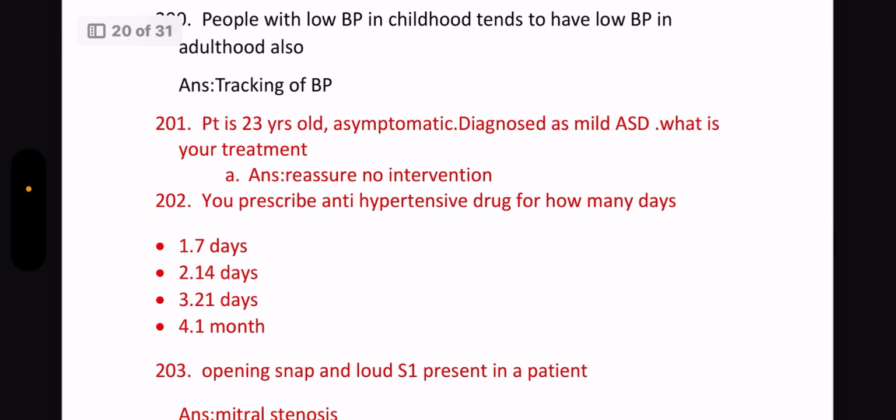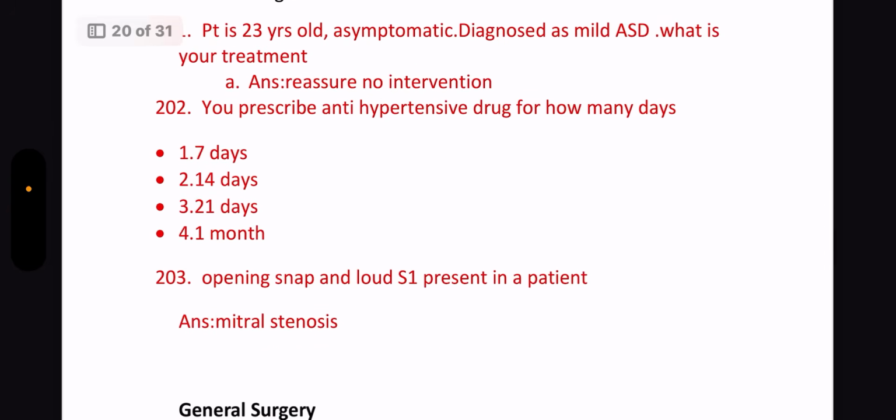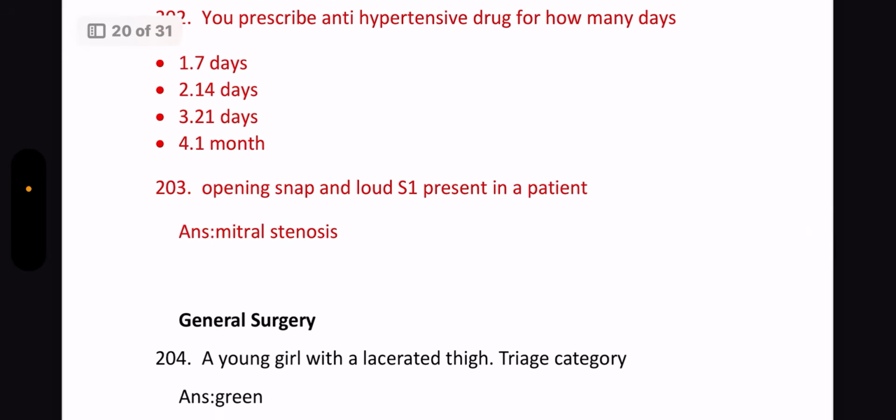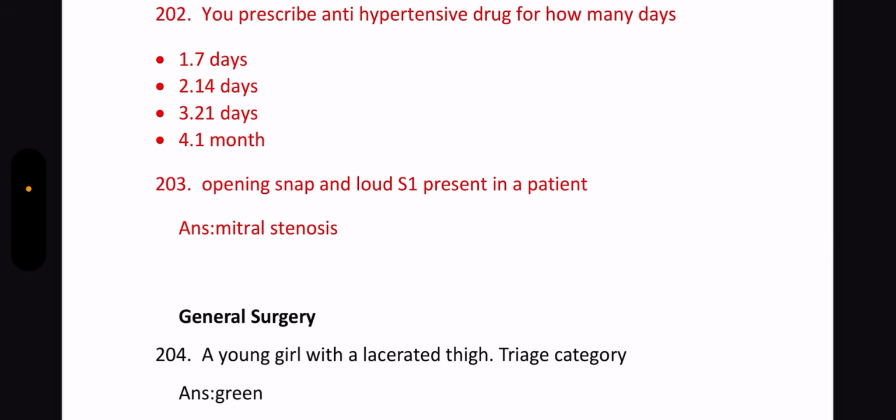Next, people with low BP in childhood tend to have low BP in adulthood also. Answer, tracking of BP. Next, patient is 23-year-old, asymptomatic, diagnosed as mild AS. Treatment is reassure and no intervention. Next, you prescribe an antihypertensive drug for how many days for a patient in OT who has sudden onset hypertension and who is not a known case of hypertension. So this is a doubtful question. If you have an idea about it, please do mention about it.